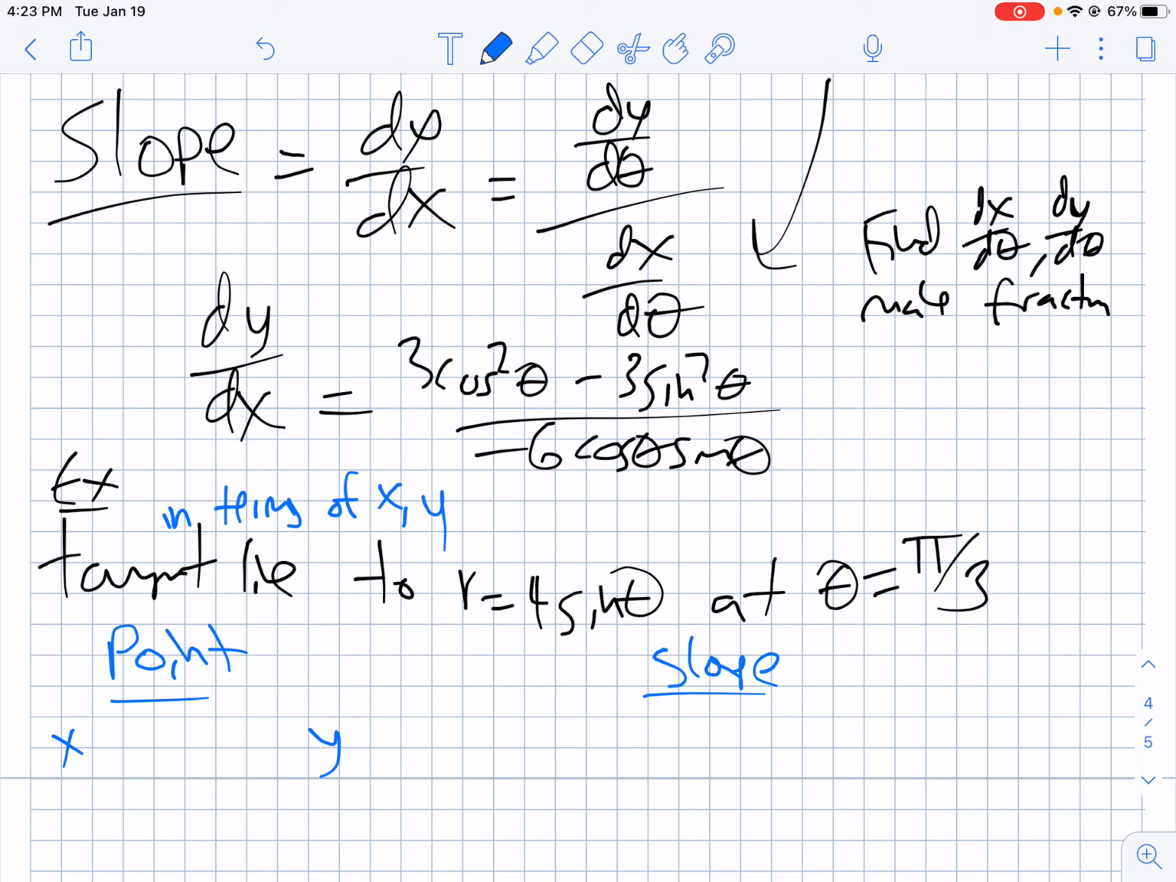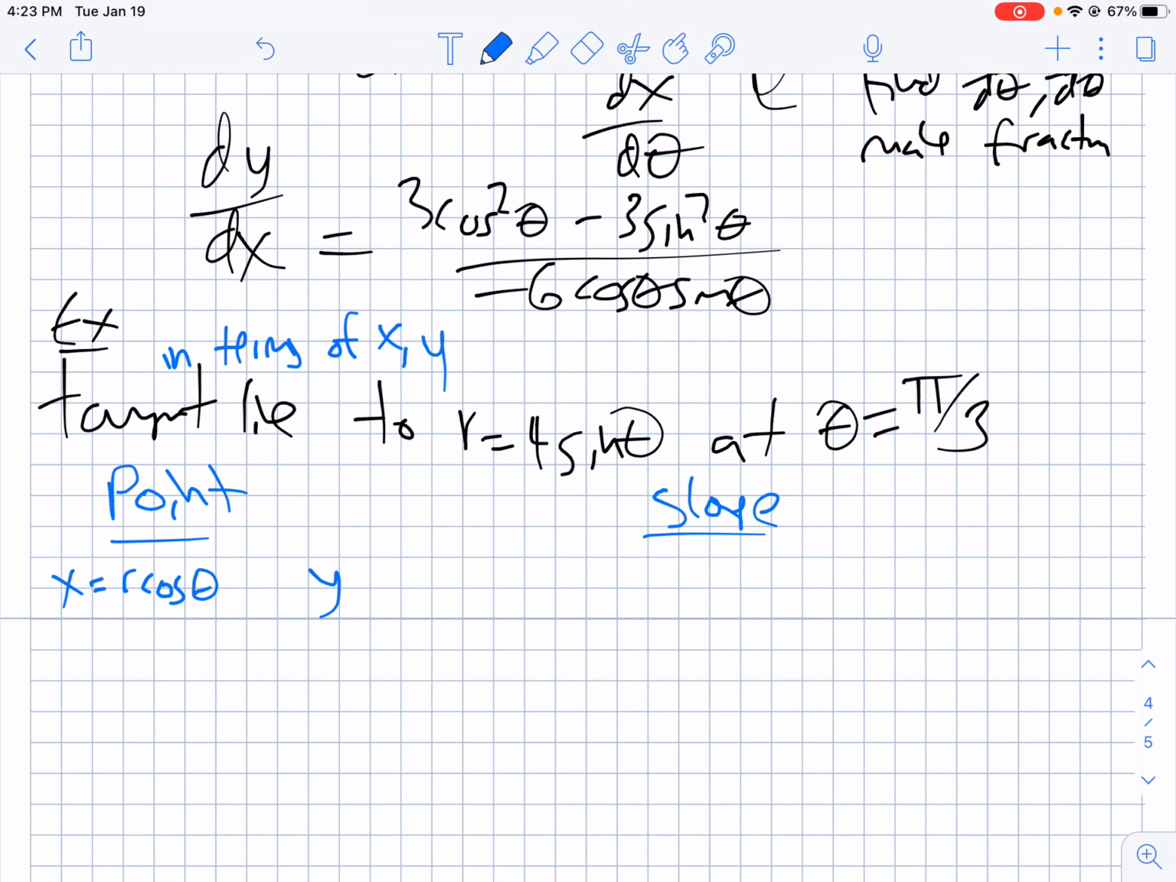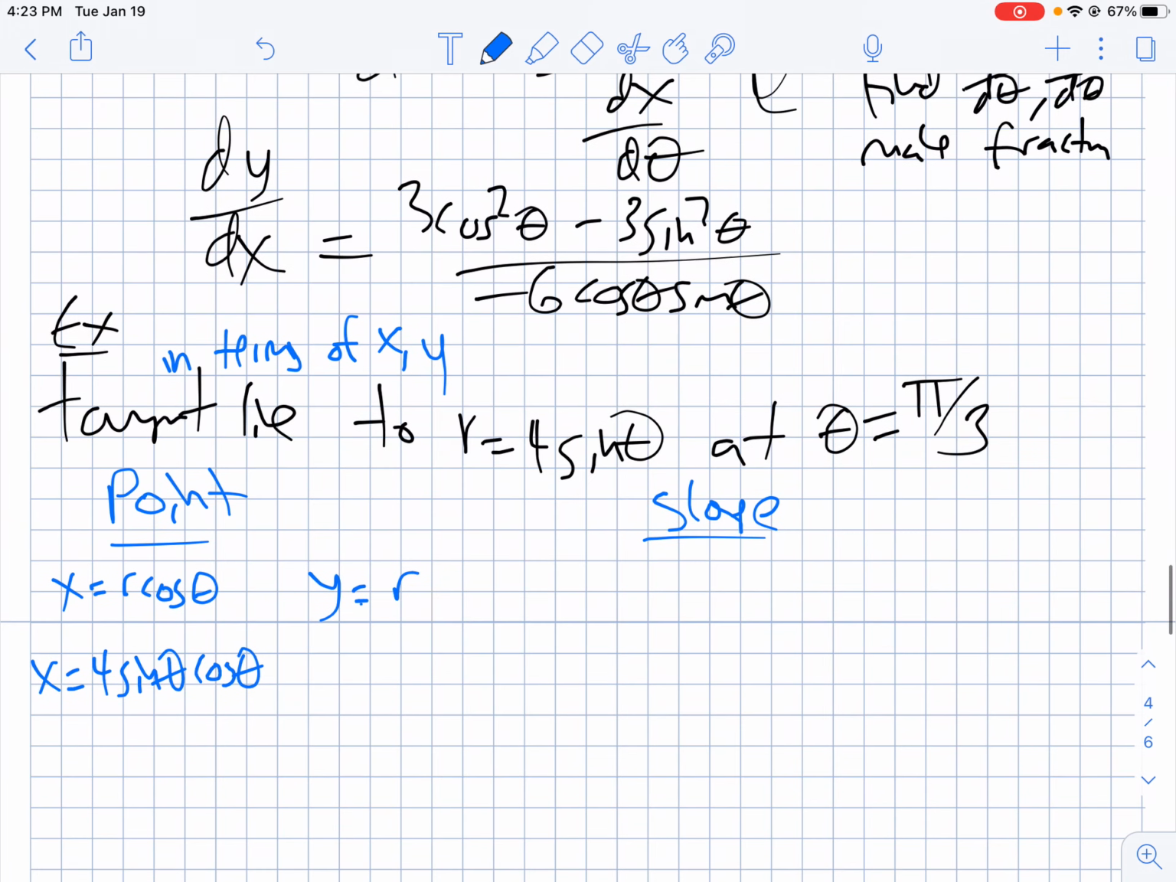Okay, so if I know, for example, that my x is r cosine of theta, then that means that my x is 4 sine theta times cosine theta. And if my y is r sine theta, and you see how important those equations are for these derivatives, that means my y is 4 sine squared theta. Okay, so then that means that my dy d theta here is just 8 sine theta times cosine theta. The 2 comes down.